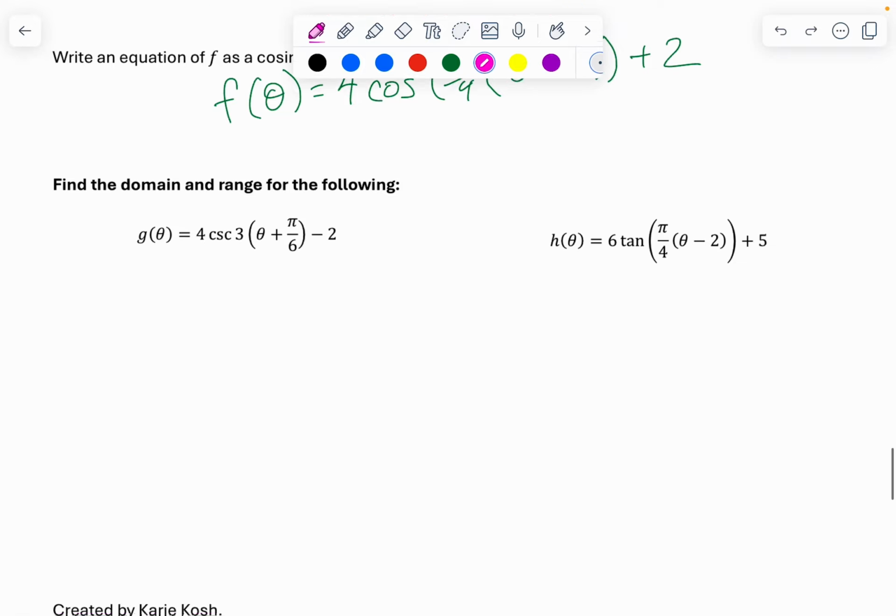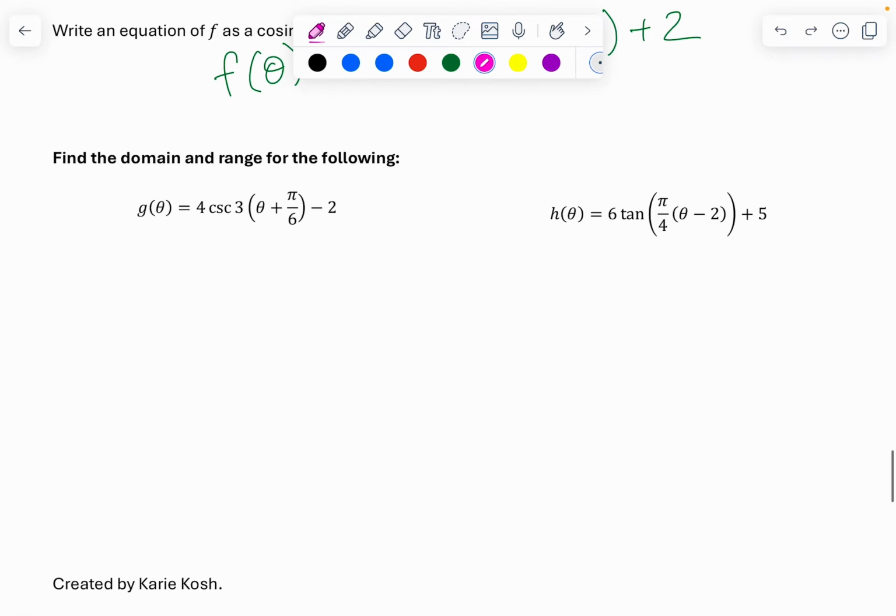Okay, last little bit that I want to talk about with you is find the domain and range of the following. So domain, what's going to affect the domain? Well, what's going to affect the domain is 3 times theta plus pi over 6. It has to be equal to... cosecant normally has a domain of not pi k. So let's find the asymptotes first.